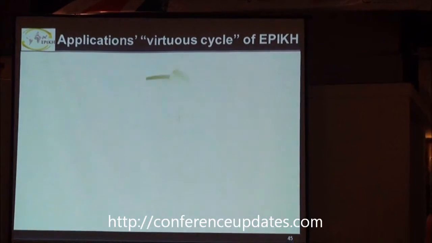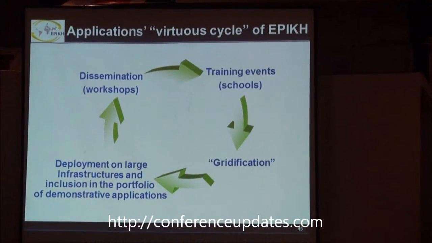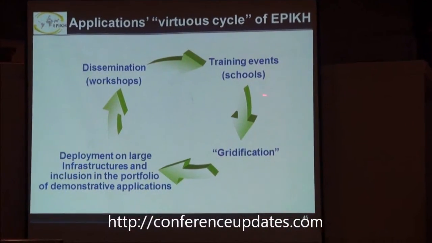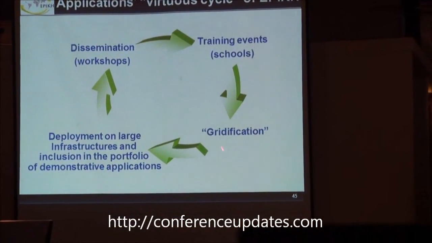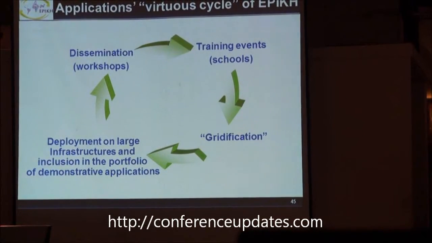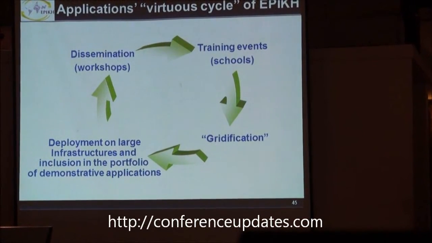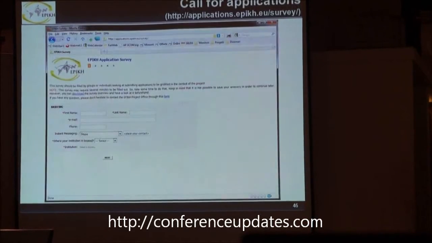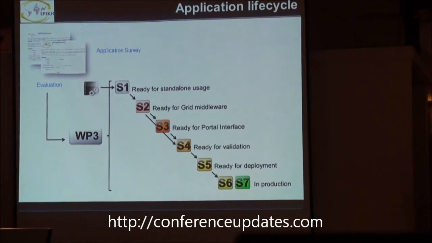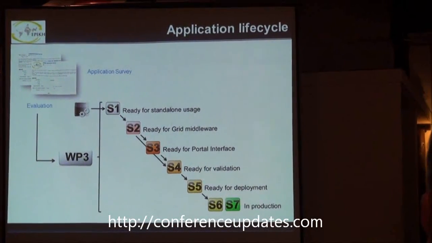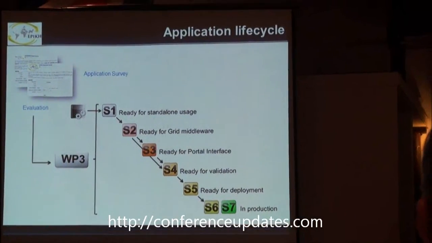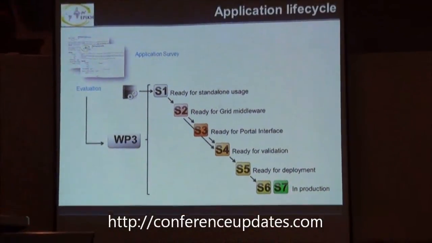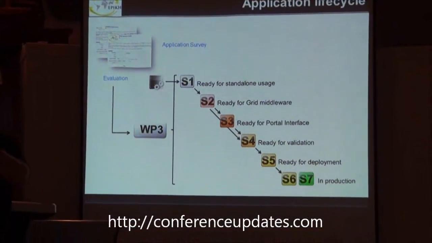So what we want to do by this is implement another virtuous cycle from dissemination, workshops like this one, training events, schools, gridify applications, deploy the applications and infrastructure, keep a demonstrative version, and demonstrate in further dissemination events. So this is the call for applications, and we babysit the applications from the very beginning to the production stage. We accept the applications and then we make them evolve through the different statuses that we identified.